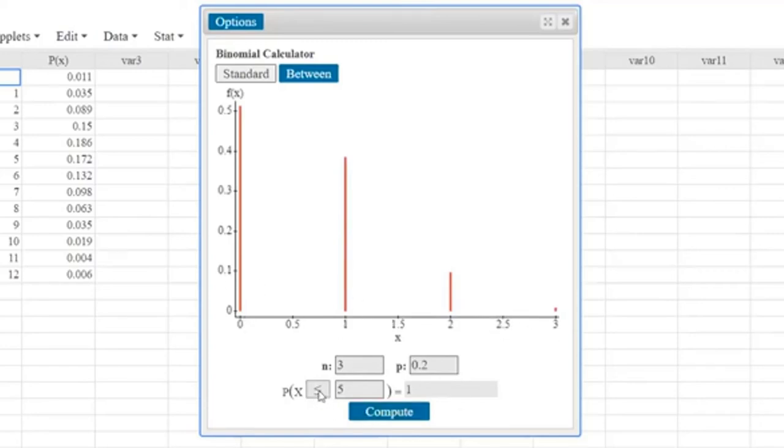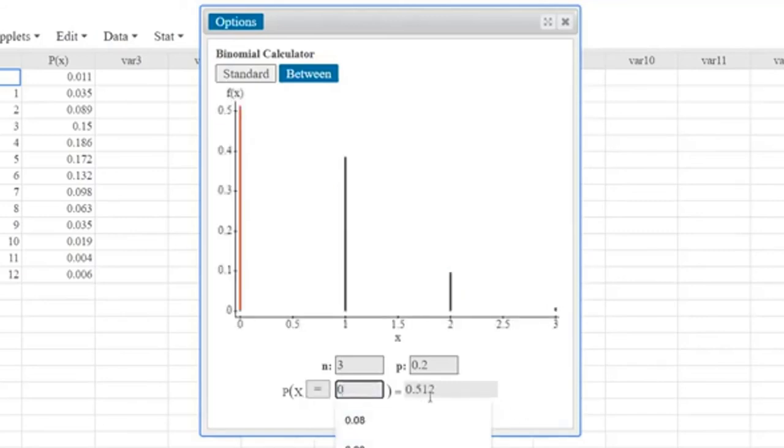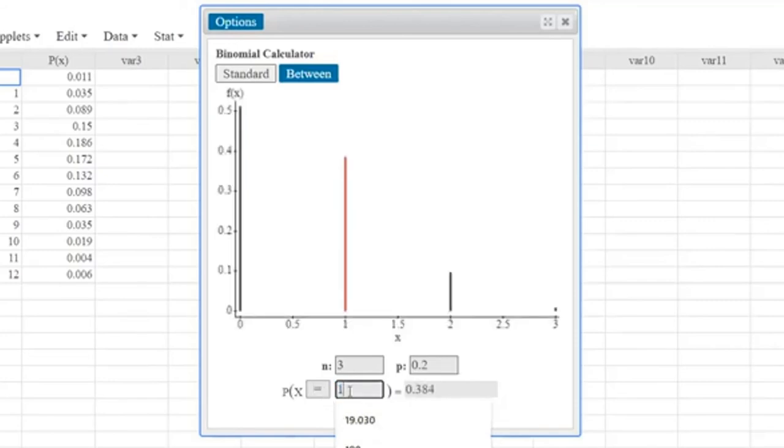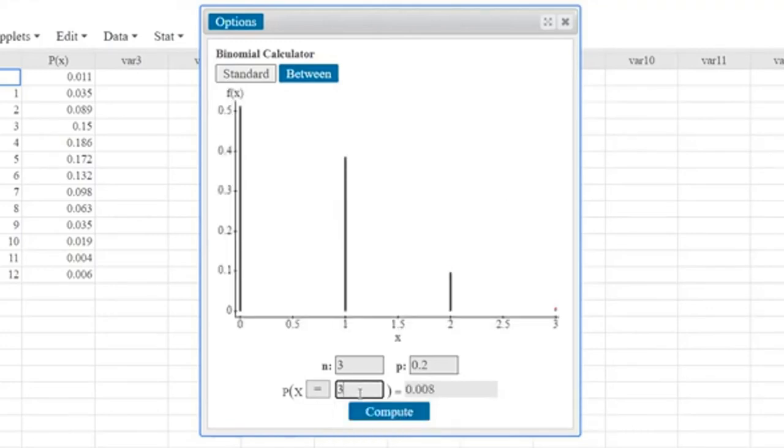For example, if I want to compute the probability of getting none of the questions correct, then I can change this to equals and change this to 0. The probability of getting none of the questions correct is 0.512, which is what we got by hand. The probability of getting 1 question correct, x equals 1, is 0.384. The probability of getting 2 questions correct, x equals 2, is 0.096. The probability of getting all 3 questions correct is 0.008. So I could find those one at a time.